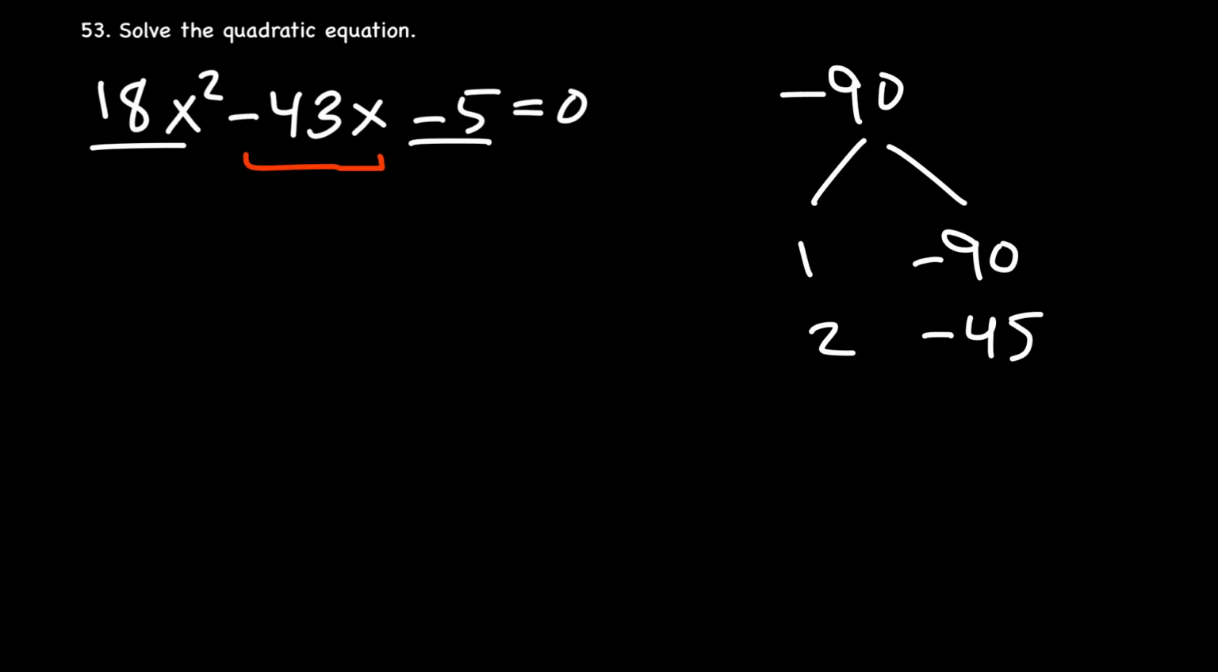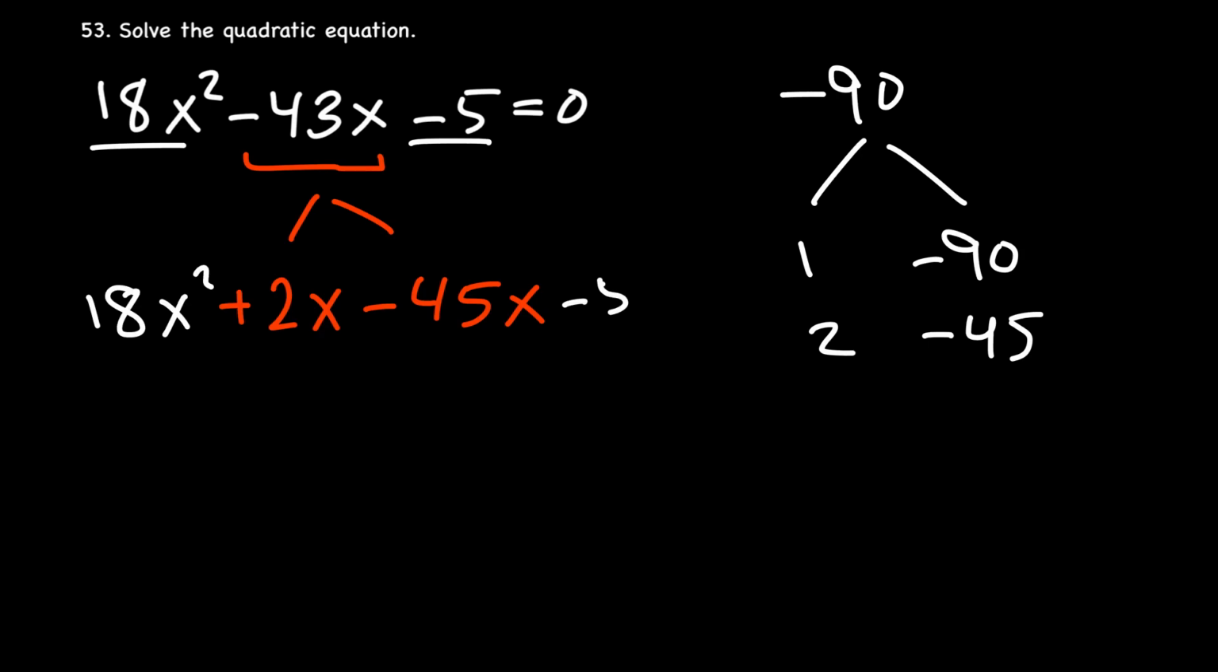Next step, I have to split the middle term using the two numbers which we found. So positive 2x minus 45x, and the remaining terms we write as they are. So 18x squared and negative 5 equals 0. Now I have to factor by grouping. This is the first group and this is the second group.